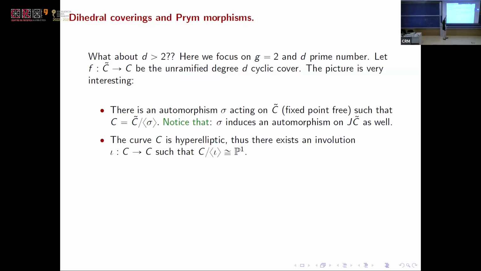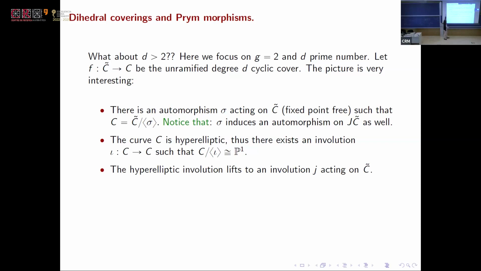Then we know that the curve C, since it has genus 2, is hyperelliptic. The fact that it is hyperelliptic means that it has an involution. So this is a map of degree 2, an automorphism of degree 2, which is acting on the curve, such that the quotient is P1.